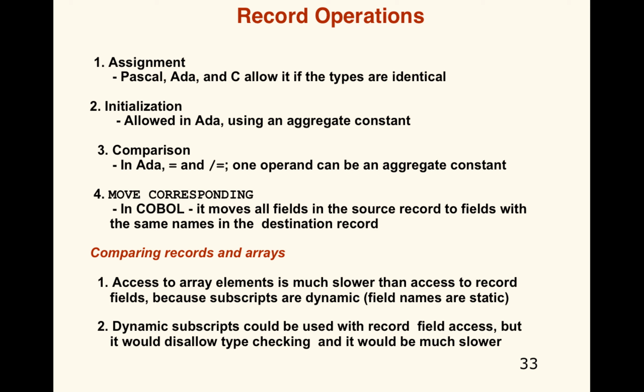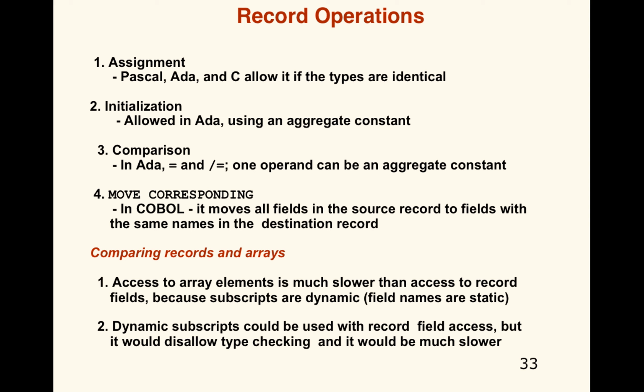So move corresponding, we have nothing associated with that in C. But in COBOL, it moves all fields in the source record to fields with the same name in the destination record if you copied one to another. But we don't get that. You can't really copy one struct to another struct unless it's the same one and you're doing an assignment. So rule of thumb in C or C++, if you're going to use the struct, they need to be the same struct. Even though not all structs are created equally, you can't just mix and match. It has to be the same struct that was created.